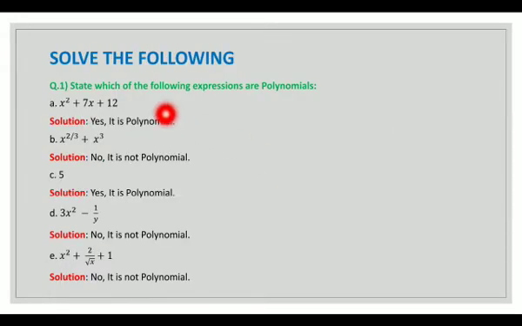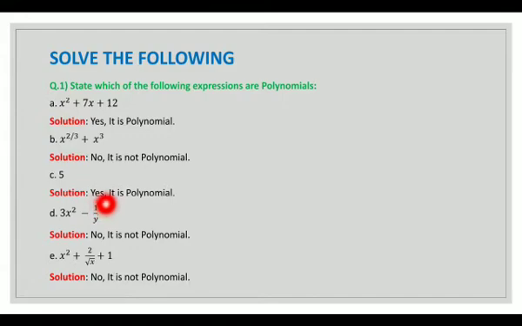Solve the following. State which of the following expressions are polynomials. X square plus 7x plus 12. Here the power is positive, so hence it is a polynomial. X raised to 2 by 3 plus x cube. It is not a polynomial as the power of x is in the fraction term. 5. Yes, it is a polynomial.